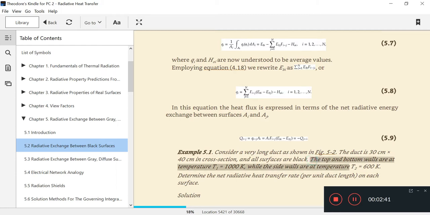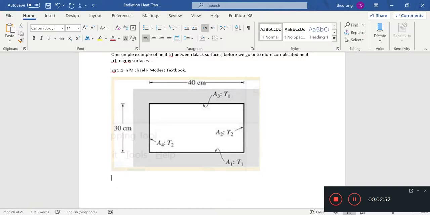So the top and bottom walls are at temperature T1, 1000 Kelvin. The side walls are at T2, 6000 Kelvin. Determine the net radiative heat transfer rate on each surface. So what is the net heat transfer rate from each surface? I'm just going to quickly go through and explain the solution that's presented in the textbook, so that at least we have some idea of what's going on.